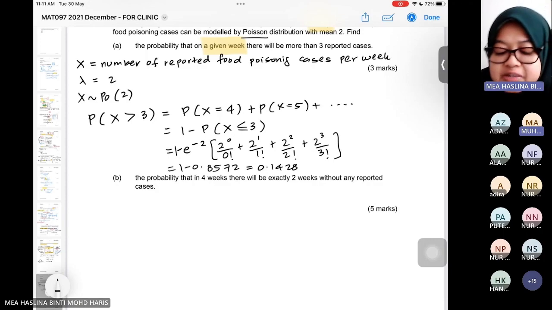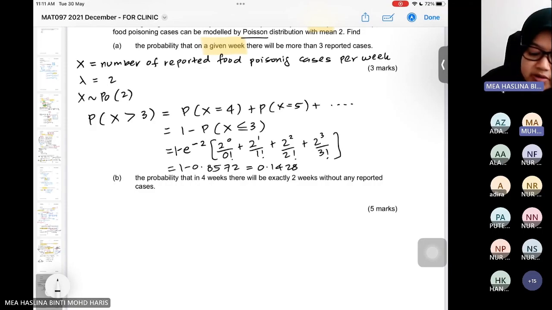Are we still talking about the number of reported cases? The probability here is the probability that in 4 weeks there will be exactly 2 weeks. So we are calculating the probability of exactly 2 weeks. So it's no longer the probability of the number of cases, but now we are talking about a different random variable. What is the new random variable that we have to consider here?